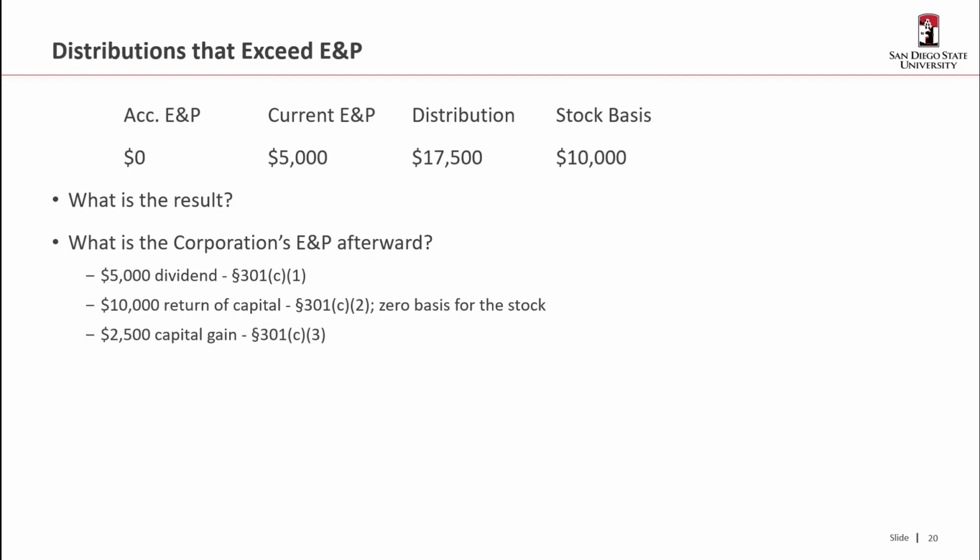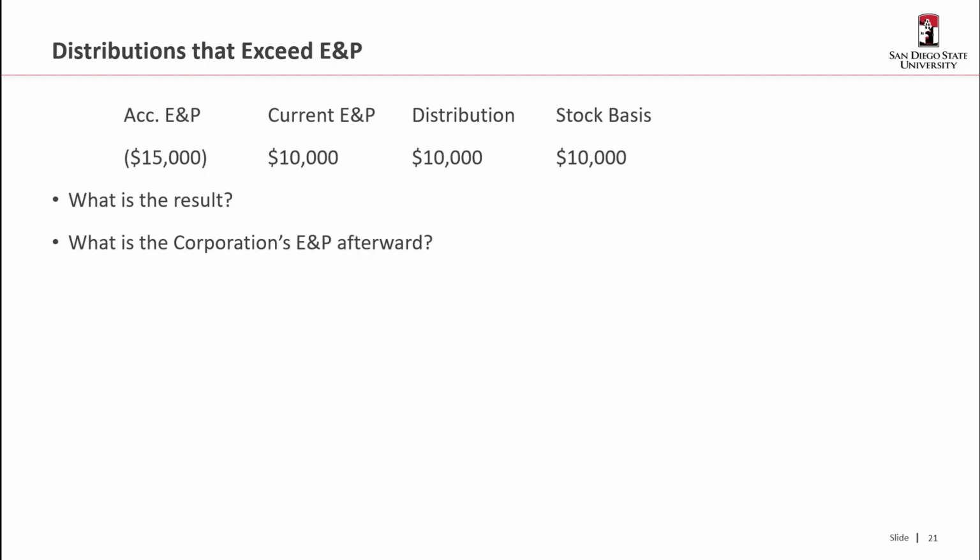If they're holding it as an ordinary asset, which is plausible under a dealer and securities kind of scenario, they might not treat it as a capital gain. But in this case, it is a capital gain. E&P is reduced to 0, right? So we can never make negative E&P. So the corporation's E&P goes to 0, and that's just where it sticks. All right, let's do another scenario.